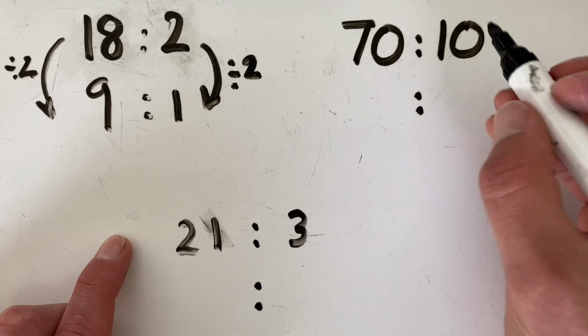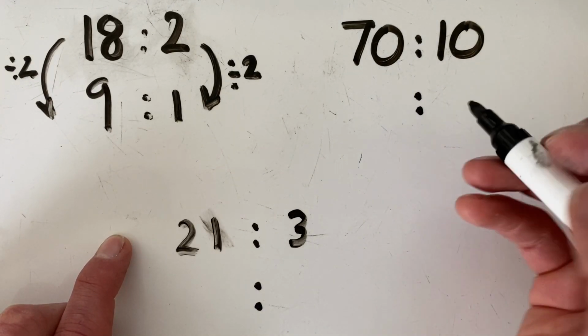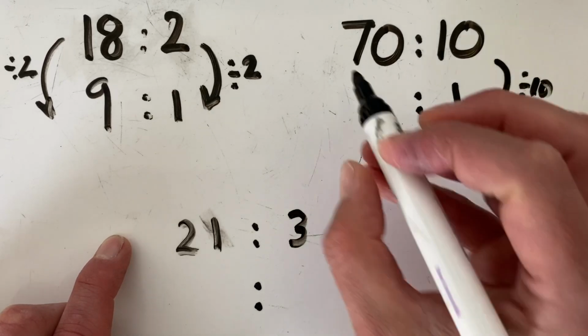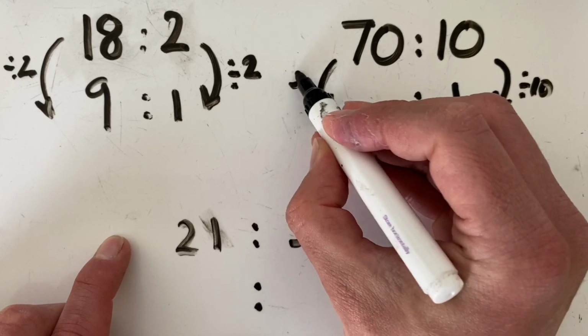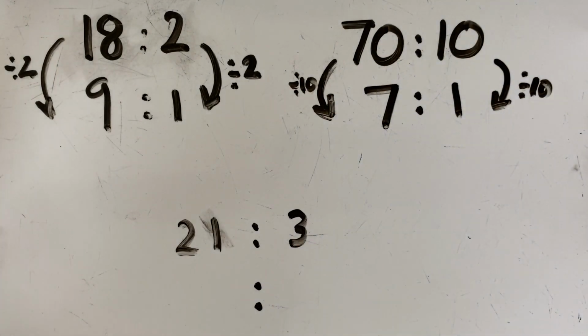In the next one, this one looks a little bit more difficult because they're bigger, but really, they're both in the 10 times table. So I ask, how many 10's go into 10? 1 of them. How many 10's go into 70? 7 of them. That ratio is actually 7 to 1.